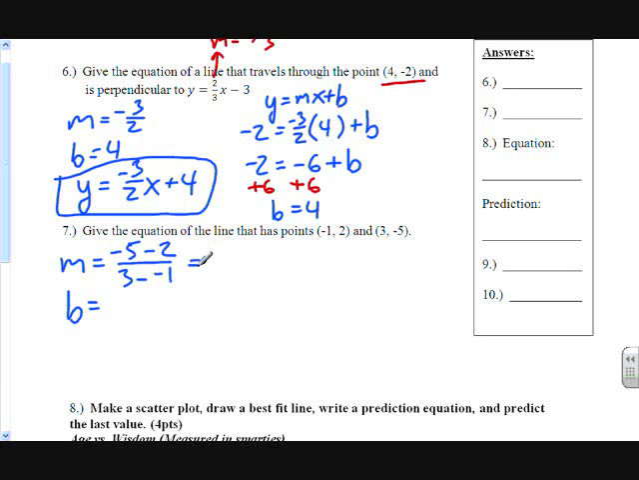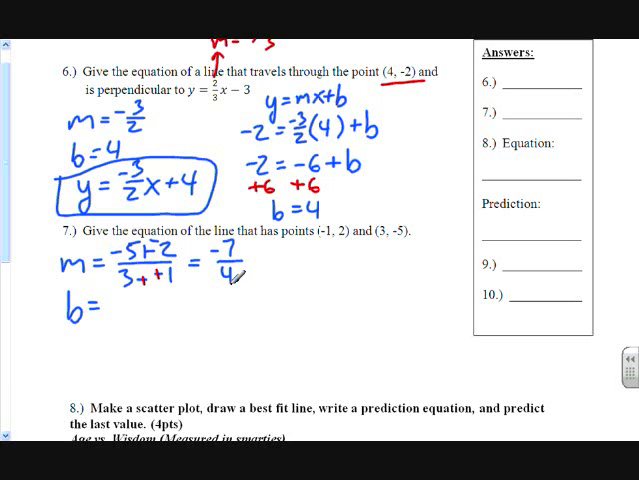And when you're doing it this way, just be careful with your signs here. In the denominator, this is like plus a positive. Remember, subtracting is adding the opposite, so I get a -7. In fact, I could change this to adding the opposite. That's -5 plus a -2, so that's -7 over +4. So my slope is -7/4.